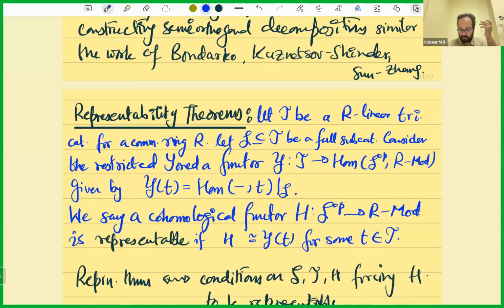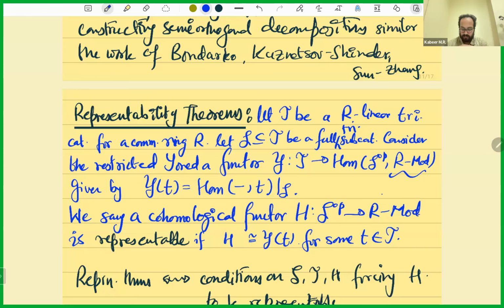So let T be an R-linear triangulated category for a commutative ring R. And let S be a full triangulated subcategory. Consider the restricted Yoneda functor, given by objects of T, restricted onto S. Then we say that a cohomological functor, by which I just mean it takes triangles to long exact sequences, cohomological functors from S to the category of R-modules. This just denotes the category of R-modules.